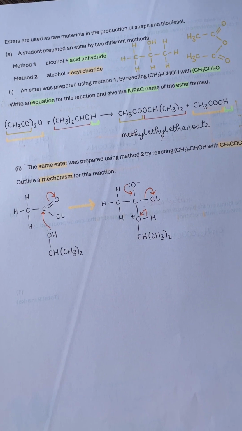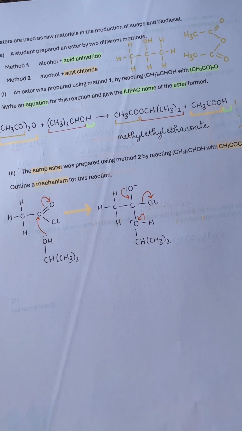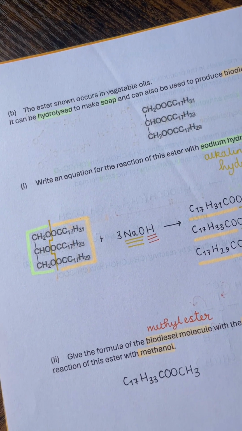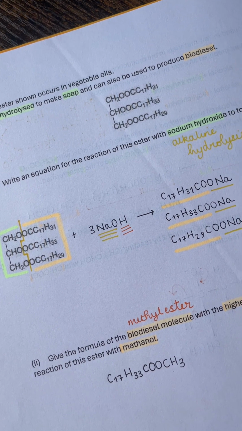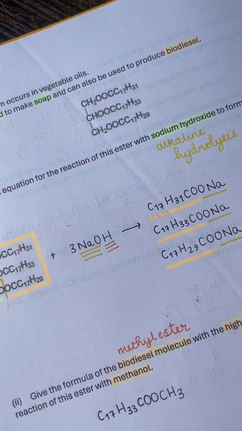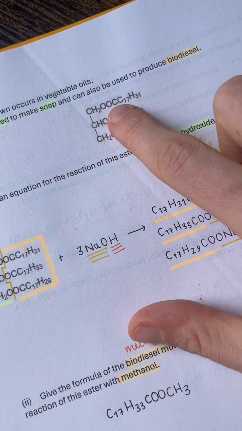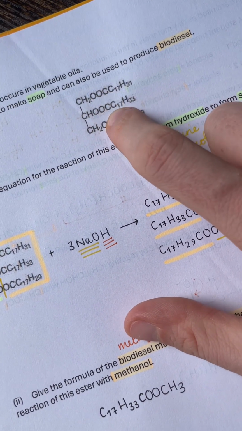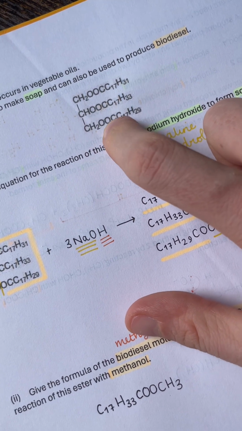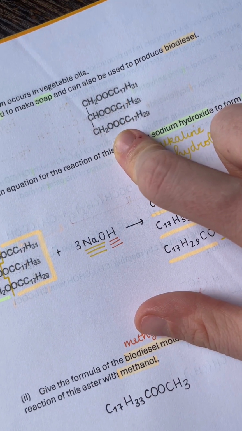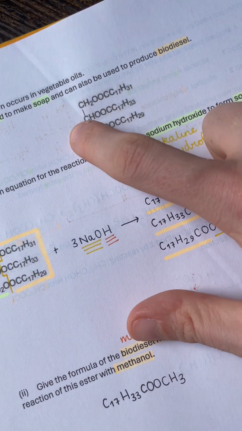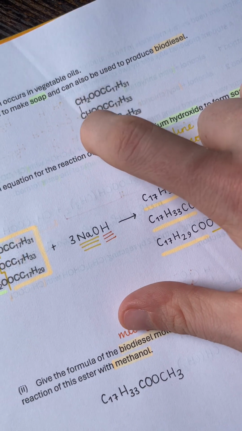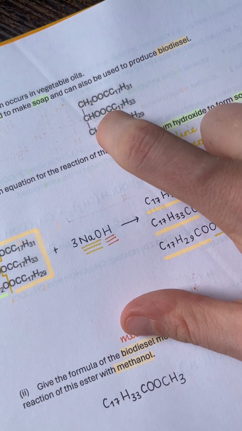And now I'm going to turn over and we'll have a look at the soaps and biodiesel component of this question. Okie dokie, so they've shown us an ester and said that it occurs in vegetable oils. Now this is a triester because we have 3 ester functional groups in here. We've got the C double bond O there, the C double bond O there, the C double bond O there. And that's because the alcohol that we've used to make this particular ester is glycerol. And glycerol is an alcohol with 3 OH groups.